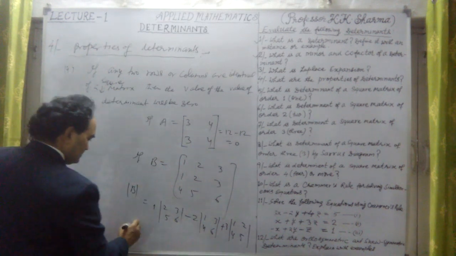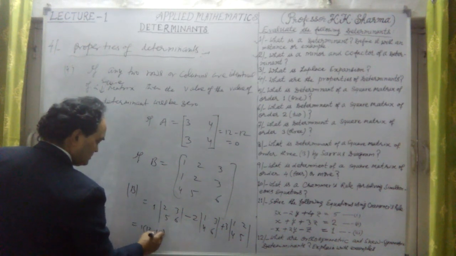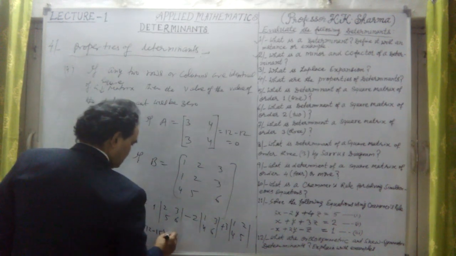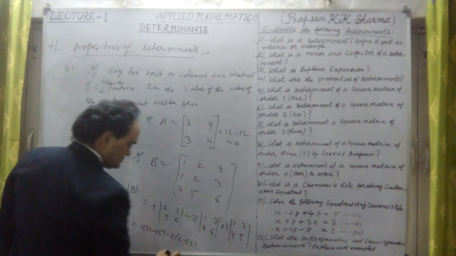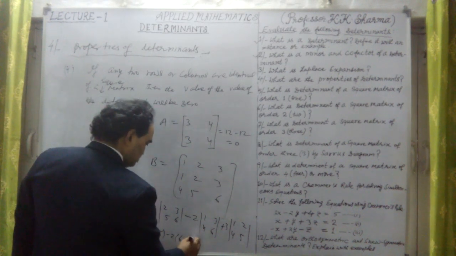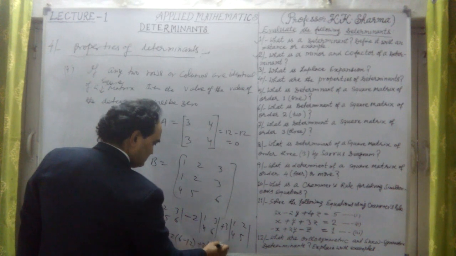So the final value of this is 6 2 are 12, 1 into 12 minus 15, minus 2. This is 4, 6, 1 is 6 minus 12 here. Plus 3 into, this is 5 1 is 5 minus 8.